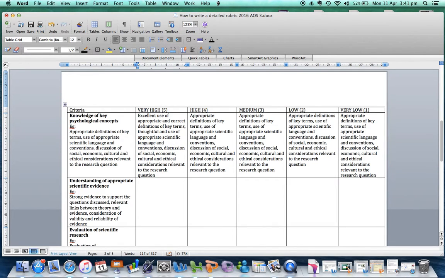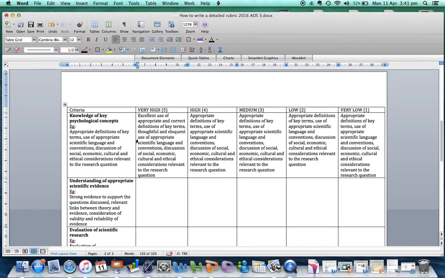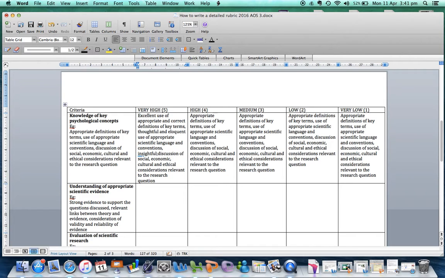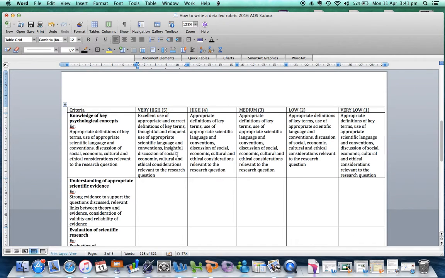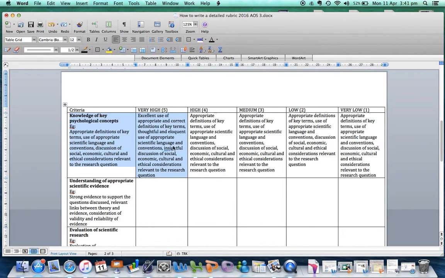Thoughtful and eloquent use of appropriate scientific language and conventions. Insightful discussion of social, economic, cultural, and ethical considerations relevant to the research question. So you can see here, these are the things I've added in.